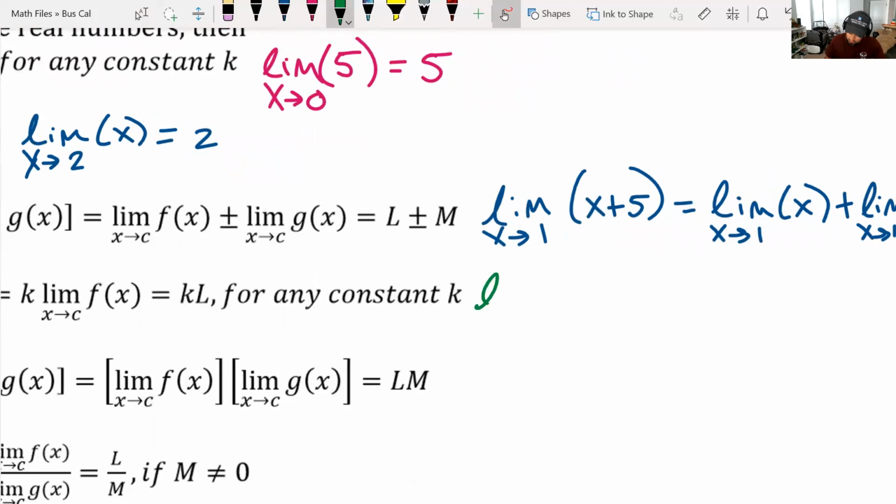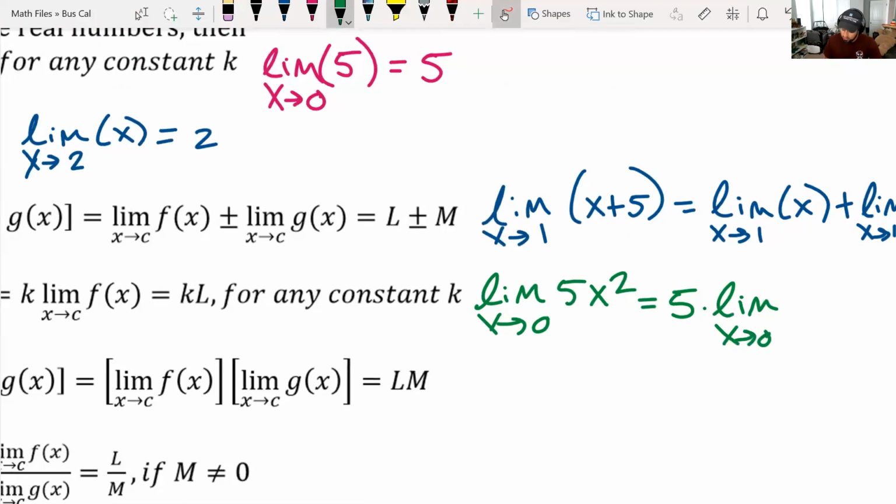If I said the limit as x approaches 0 of 5x squared, I guess 5 is my special number today, sure, of 5x squared. All this property says is, hey, take this 5 and move it to the front. So you'll get 5 times the limit as x approaches 0 of x squared. That's it. If it's a coefficient, move it to the front. That's all that property says. And then simplify.